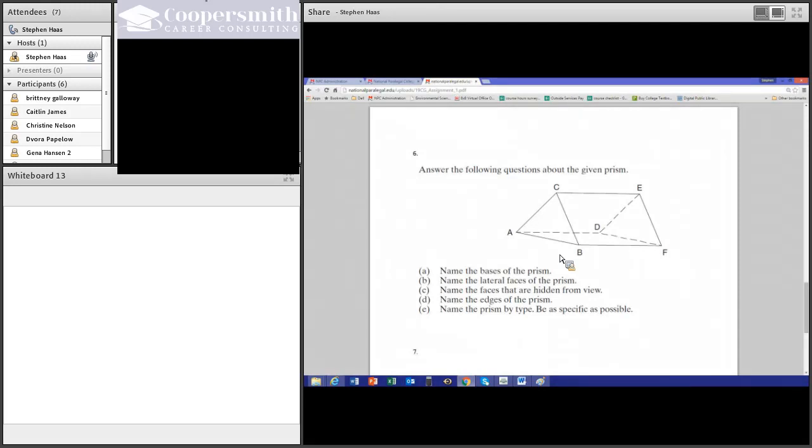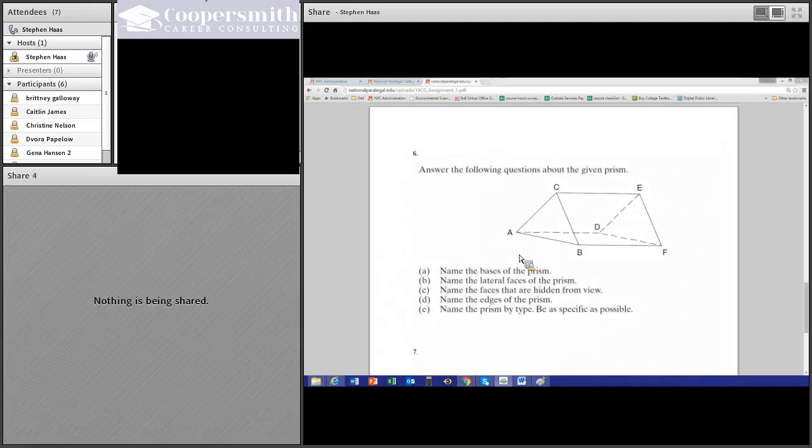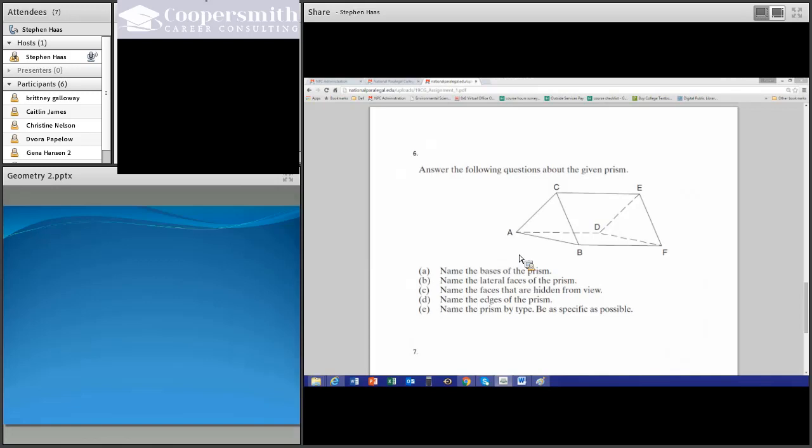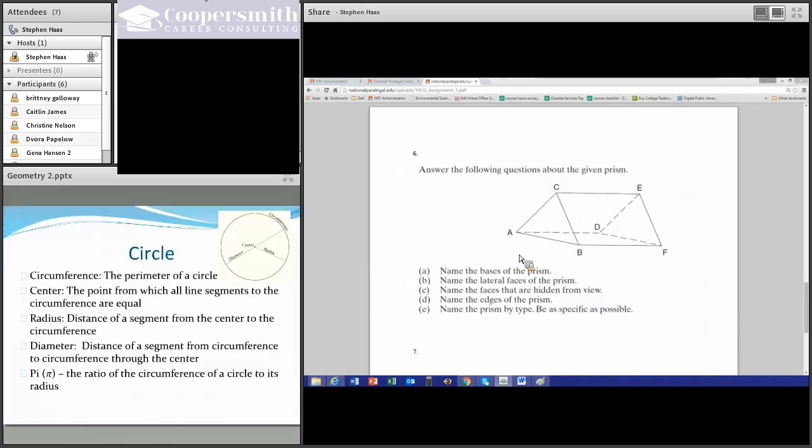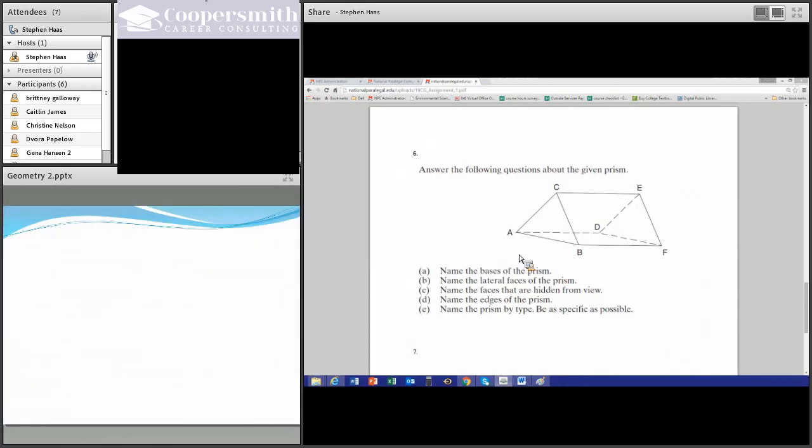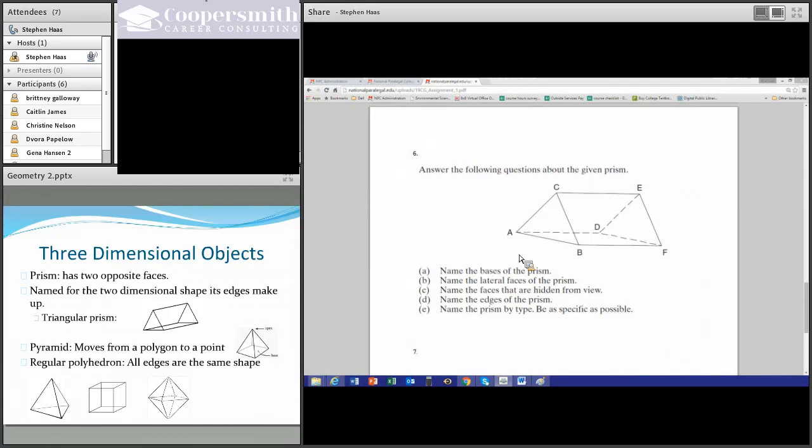Let me just bring the slide back up for a second. I think it actually tells you what this is. It's certainly a triangular prism. You may be able to be a little bit more specific, but I think that's fine.